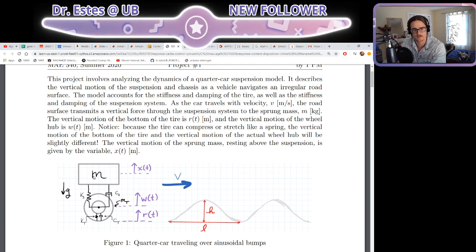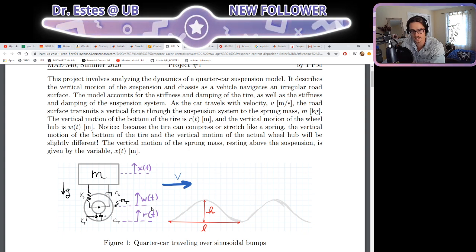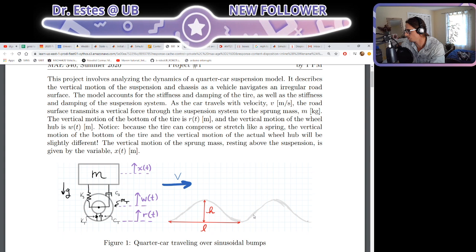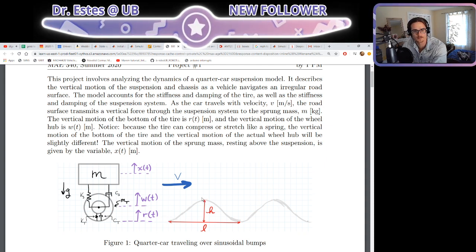So one rule that'll simplify the dynamics: we're going to assume that the bottom of the tire is always in contact with the profile of the road surface. So if I run up this ramp, I'm not going to allow the tire to actually fly off and get some air time. Although that would be kind of fun, wouldn't it? But no, we're going to assume the bottom of the tire always has to follow this contour. It's stuck to the ground.